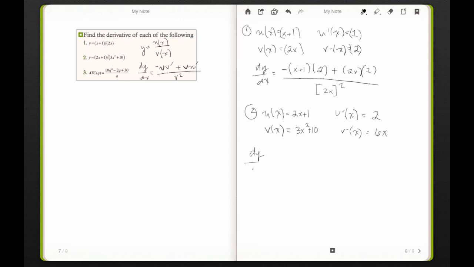Okay, so then I have everything I need. I'm just going to plug it into the formula. So dy/dx is equal to negative times that u. I got to remember to do this.